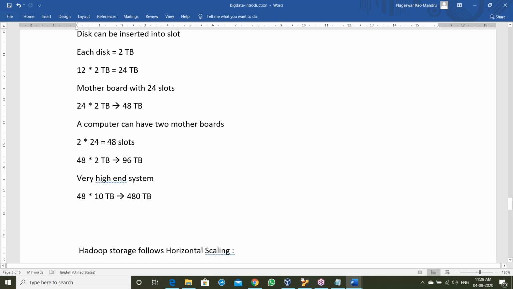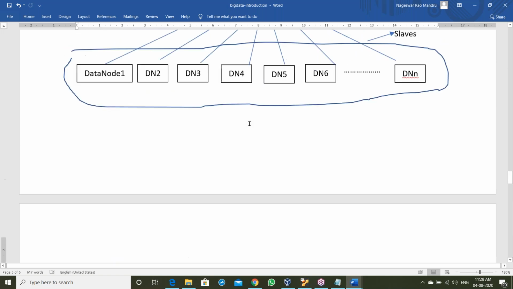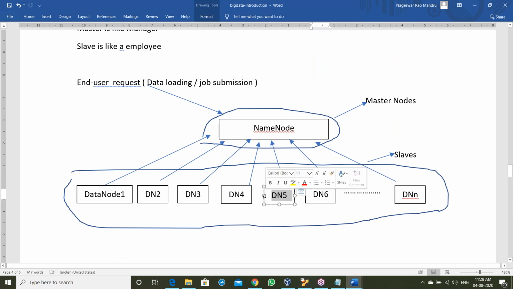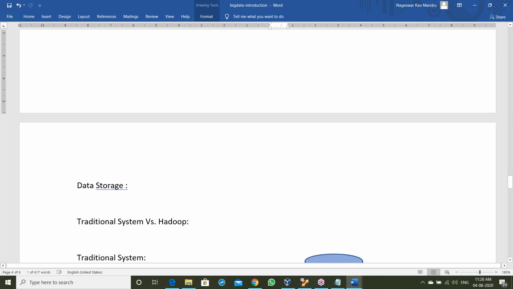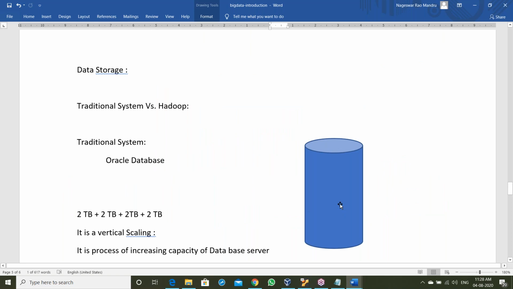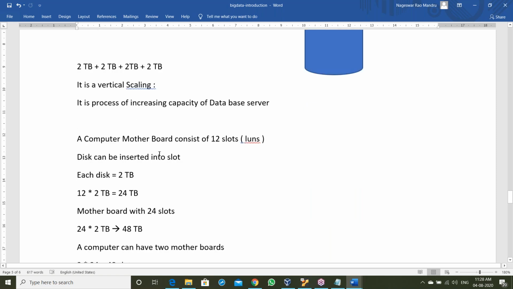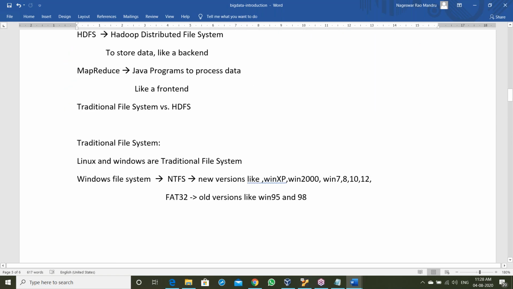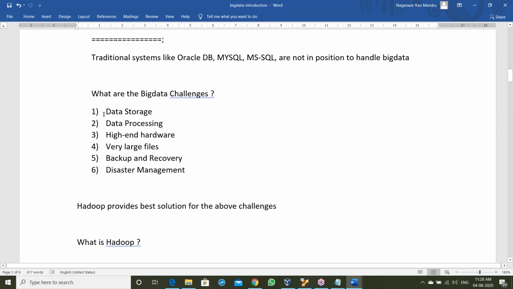Okay. How to add the multiple servers? How does that distribution work? That topic we'll discuss tomorrow. Today we discussed the traditional system, storage in the traditional system. Next we'll discuss Hadoop. See all the challenges here: big data challenges, storage, traditional systems versus Hadoop. All the challenges we'll discuss.